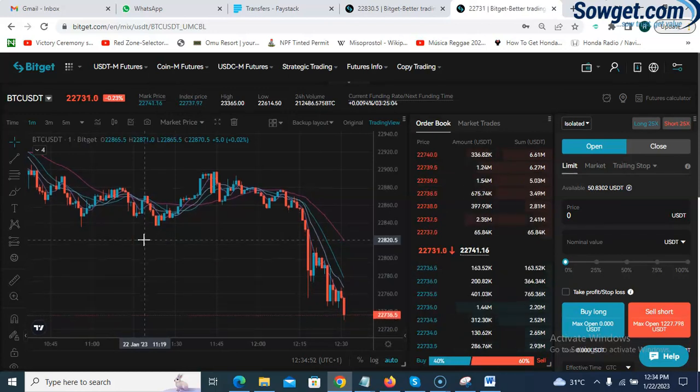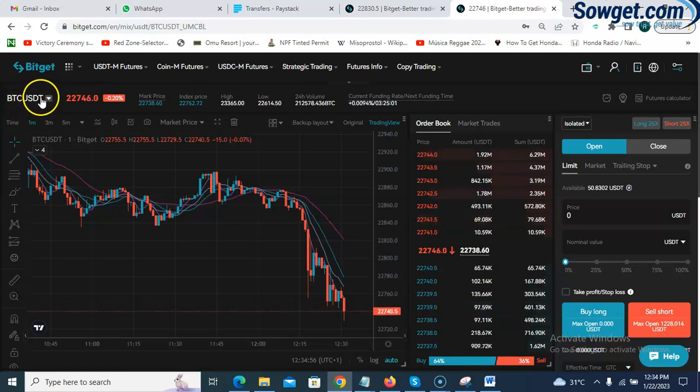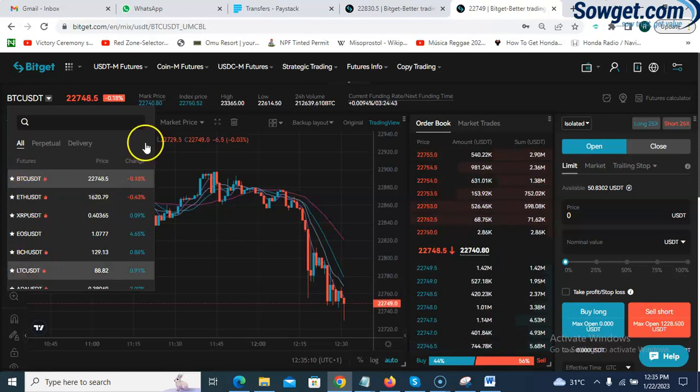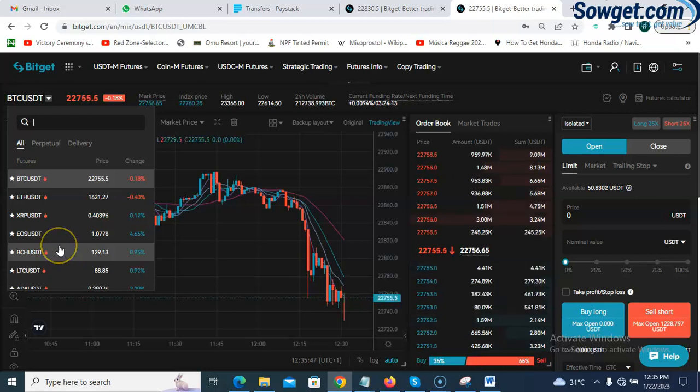The next part I want to show you is the assets you can trade, or the contracts. If you click here, you will see the different types of contracts or pairs, also called crypto pairs, that you can trade on Bitget futures. At the top we have the most popular, BTC USDT, but we have several other ones here. If you are looking for any particular crypto asset, you simply type it in the search here.